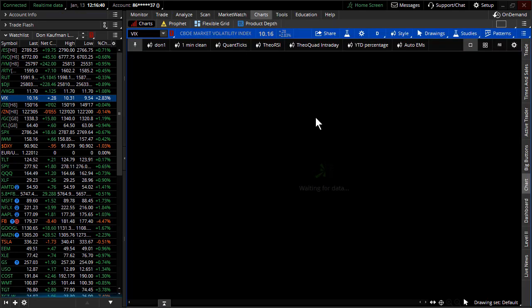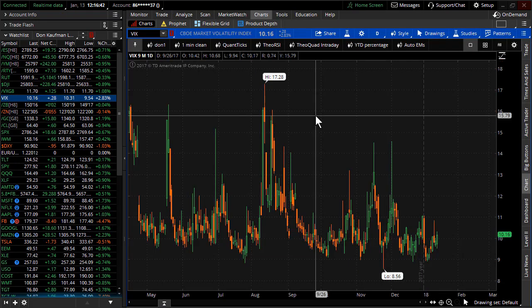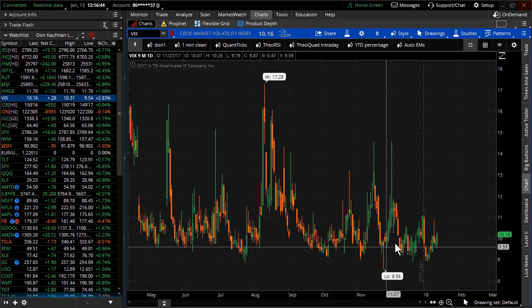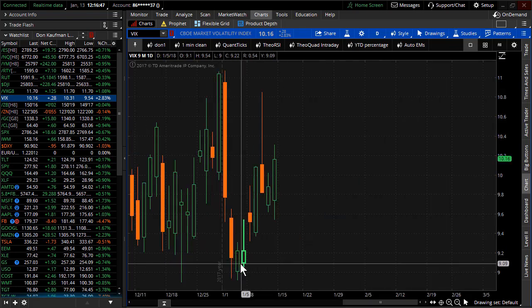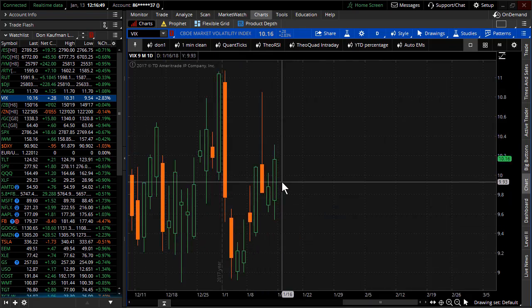Factor number two. Normally I don't look that often at the VIX, but this is a pretty nice move to the upside. If people are not seeing this, yeah, volatility is coming up with the market going up.